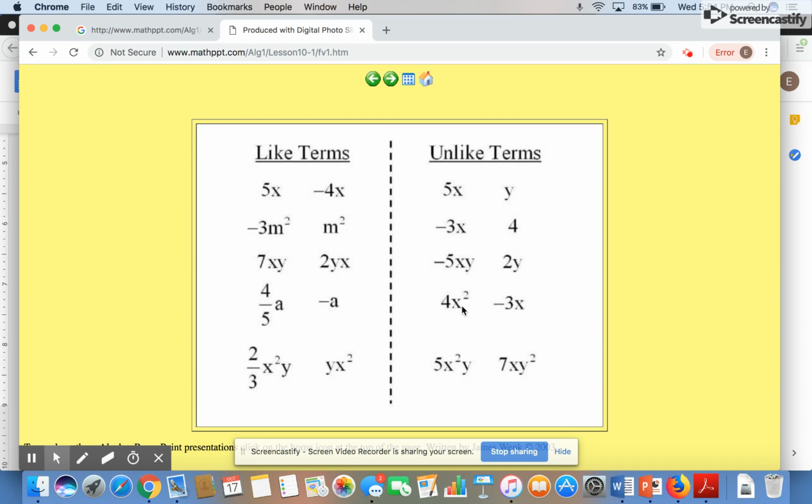These are unlike because although they're both x's, this one is an x squared and this one's just an x. And in this one, they're in different orders, but they're still like terms because this is x squared and y, and this is x squared and y, so they are like terms. And these are not like terms because this is x squared y and this is y squared x, so they're different.